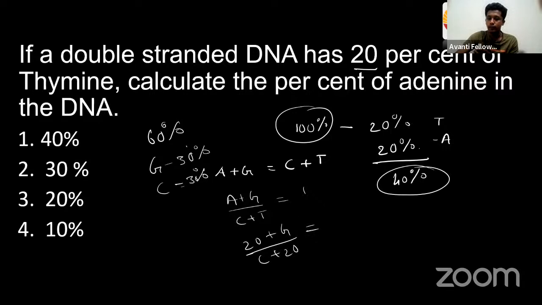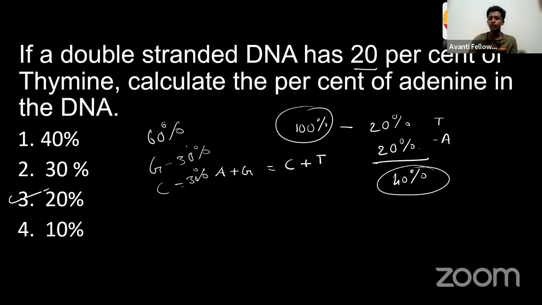So finally we get, how many percent do we get? Yeah, they have asked about thymine, isn't it? So thymine will obviously be 20%. If thymine is 20%, we will get adenine is also 20%, as simple as that. So our option is 20%. Okay, so you can use that ratio also to solve the question, or if you go with base complementation also, it will be easy for you to get the answer.